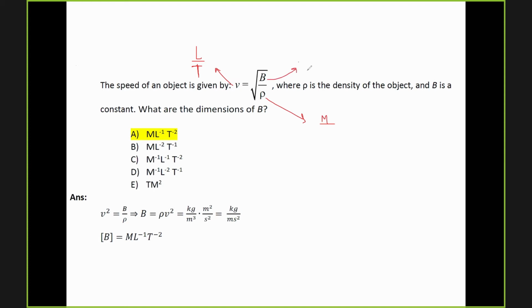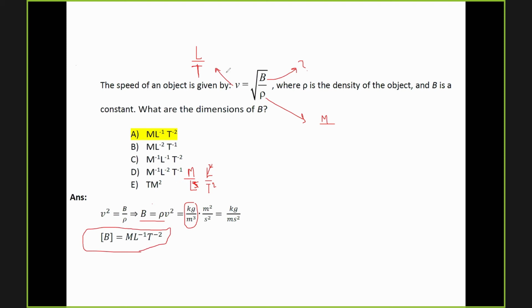And what is this? He said, give me the dimensions of B. So I can do a cross multiplication. I square both sides of this equation, so V square equals B over density. I rearrange. Now, this B, I don't know. So what is the density? Kilogram per meter cube, or mass per length cube. Time, right? Of course, squared. So length square over T square. So length square cancels with L cube, and what is given is T. So the answer is this.